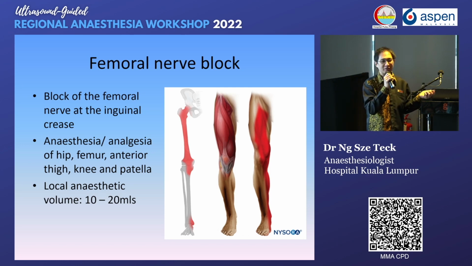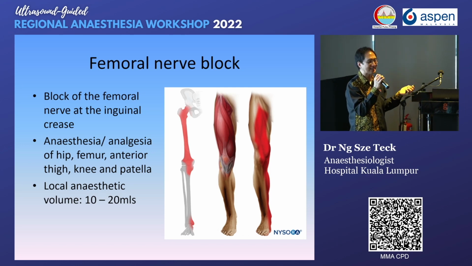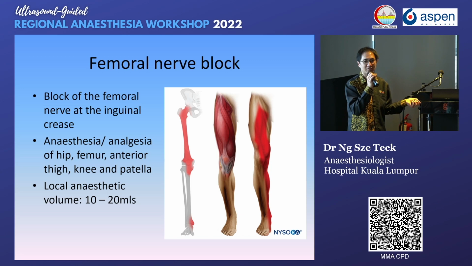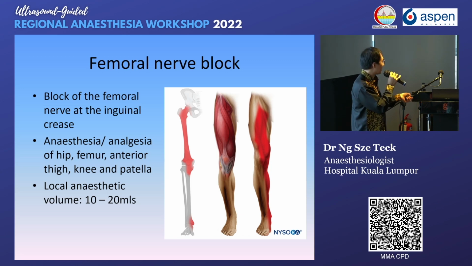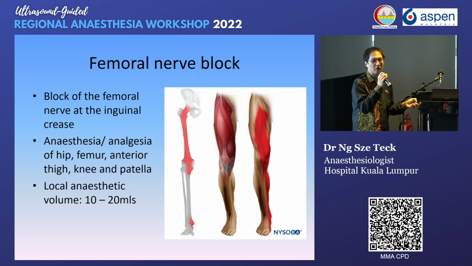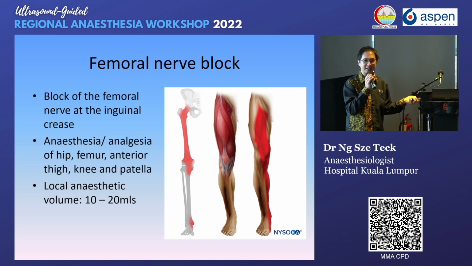First of all, I'll talk about the femoral nerve block. A very basic block to be learned. Very easy and basic. We are blocking the femoral nerve at the level of the inguinal crease. This is the distribution of anesthesia or analgesia to the skin, to the muscle, and to the bone. Typical volume is about 10 to 20 mils. You can achieve analgesia or even anesthesia.